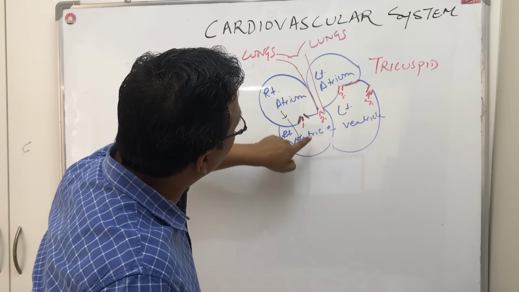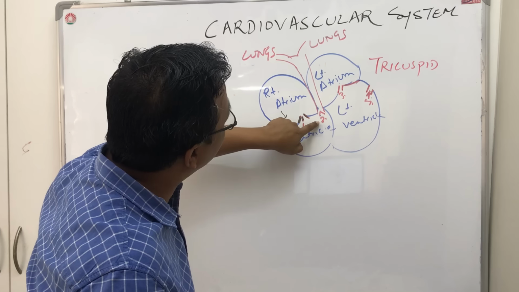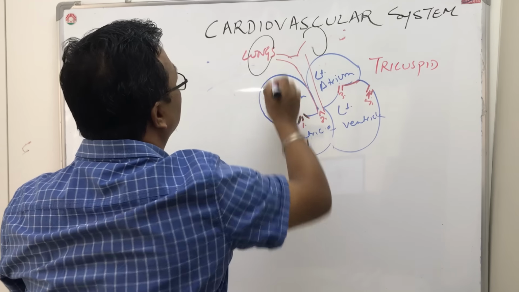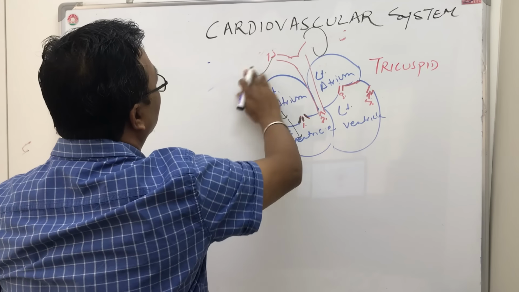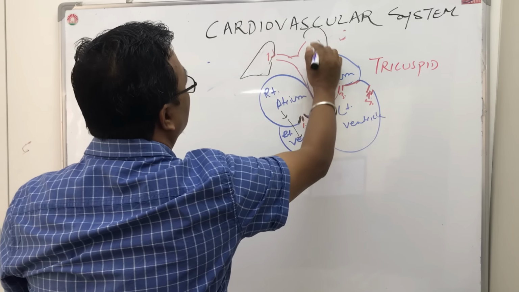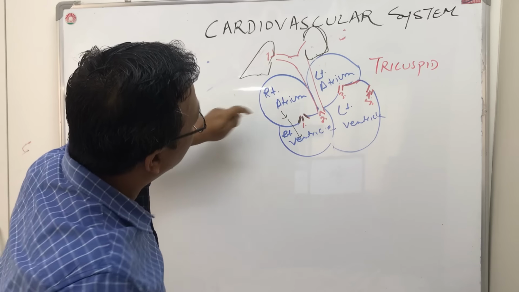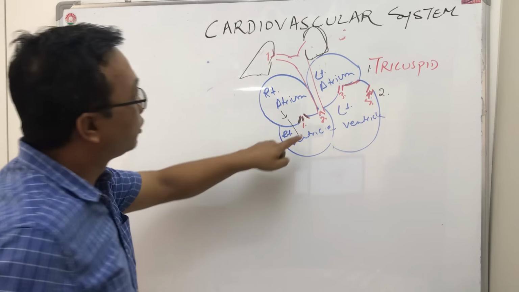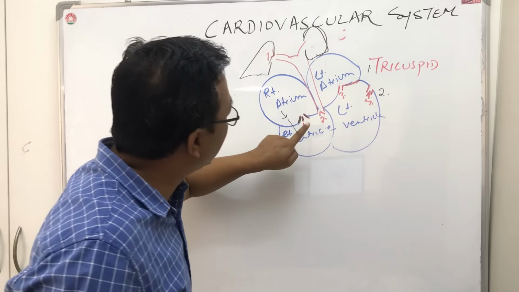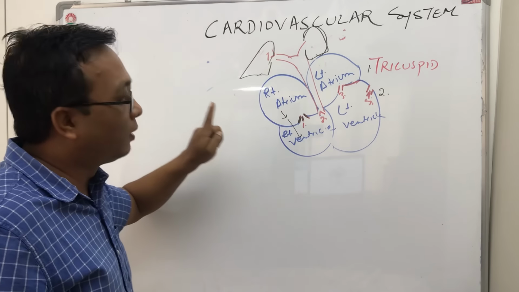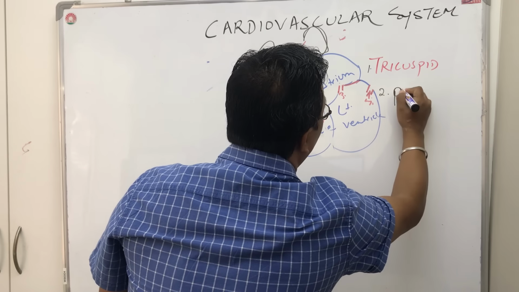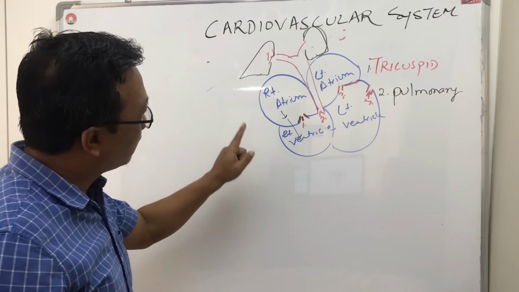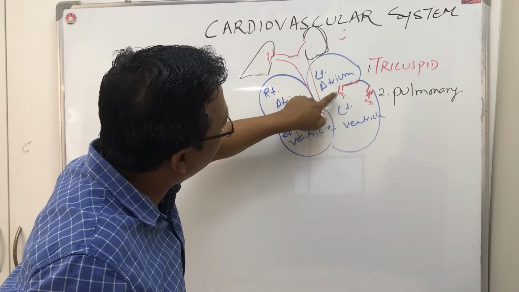Then there is another valve that allows blood flow from the right ventricle to the lungs. Let's say these are the 2 lungs. They don't look like lungs. So there is another valve here, number 2. Number 2 valve lets the blood go out of the right ventricle to the lungs. This is called the pulmonary valve. Pulmonary means lungs.